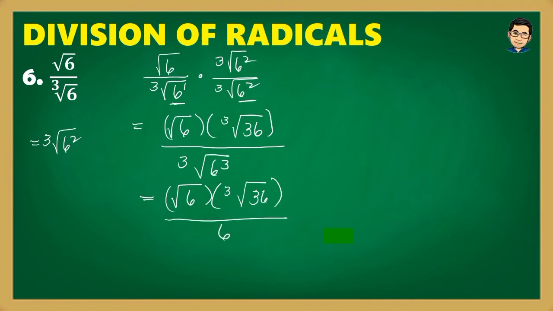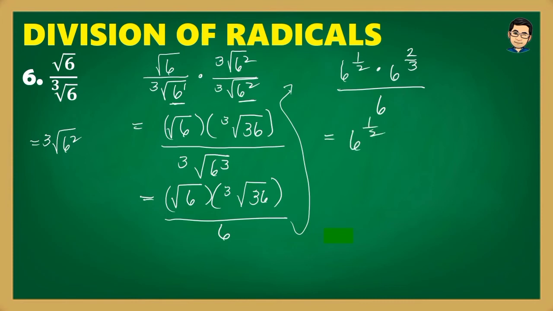Ayan. Next. So, since magkaiba ang index ng ating mga radical expressions dito sa numerator, kailangan po natin yung express sa exponential form nila. So, for square root of 6, kailangan po 6 raised to 1/2. And then, yung 36 kanina na sinabi ko, express natin siya as 6 squared. Okay. So, 6 squared magiging 6 raised to 2/3 over 6. Next, kailangan nating i-add yung 1/2 tsaka 2/3.